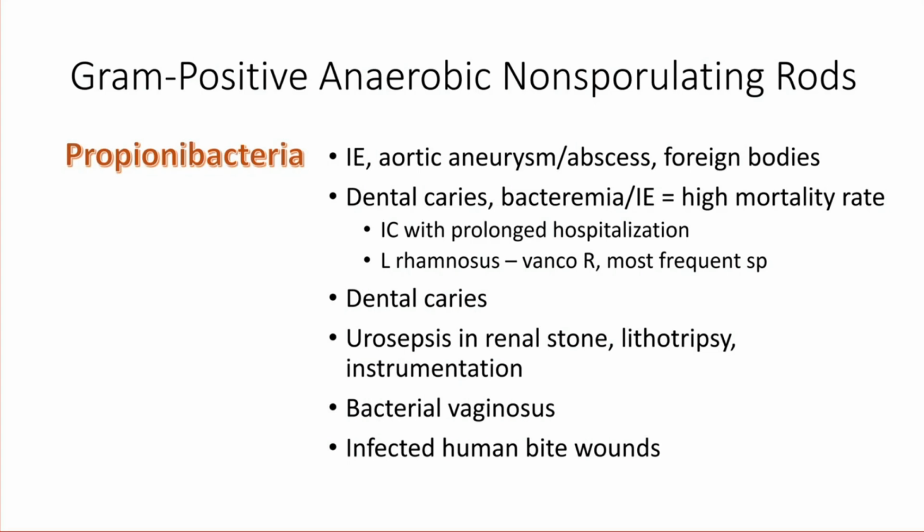Dental caries. So again, gram-positive rod, dental caries, bacteremia, infective endocarditis, high mortality rate. We can see it also in immunocompromised patients with prolonged hospitalization. That species is vancomycin resistant. So if you hear from the lab, hey, there's a gram-positive anaerobic rod growing from the blood culture and the patient's pretty sick and on vancomycin, you're missing coverage. So what is this species? Genus Lactobacillus. Thank you.